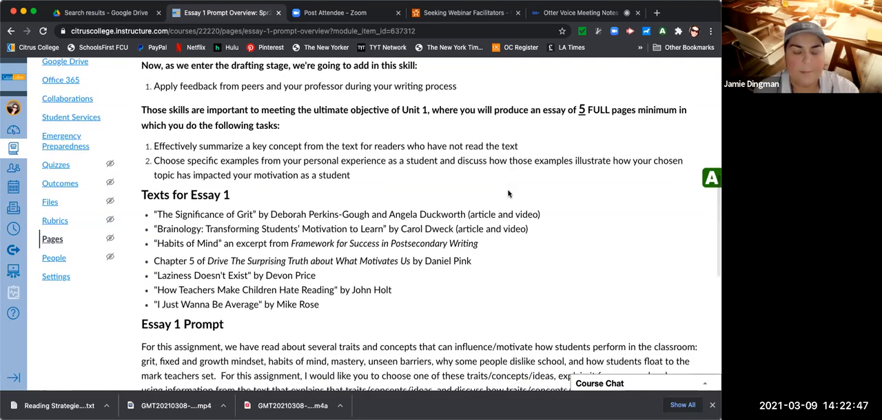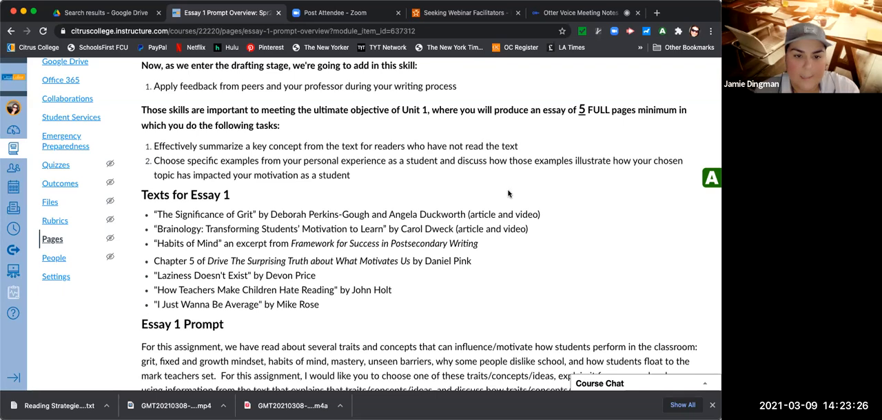We'll get into that. But for this essay, there's also two key things that we're looking to do in this very first essay. The first one is to effectively summarize the concepts from the text for your readers who have not read the text. And as I was saying, that's why we're going to summarize for them. Okay, so that's a key thing that you have to demonstrate to me in this essay: your ability to summarize one of those readings for an audience who has not read that article or that story. Number two, choose specific examples from your personal experience as a student and discuss how those examples illustrate how your chosen topic has impacted your motivation as a student, right?